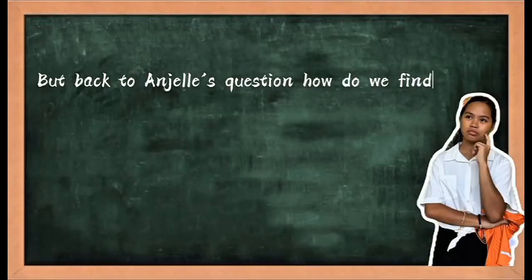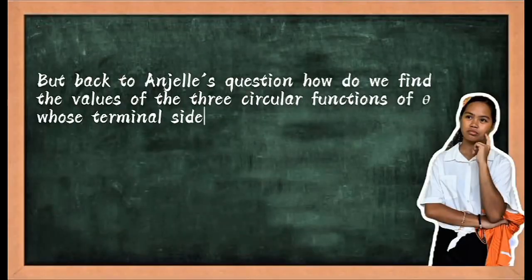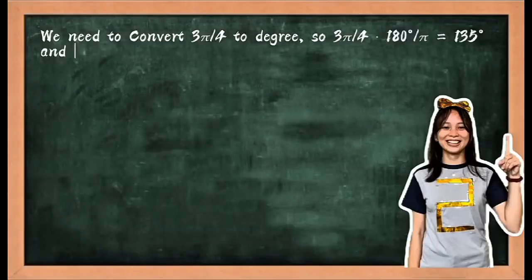But back to Anjali's question, how do we find the values of the three circular functions of theta whose terminal side is at 3 pi over 4? To answer your question, we need to convert 3 pi over 4 to degrees.